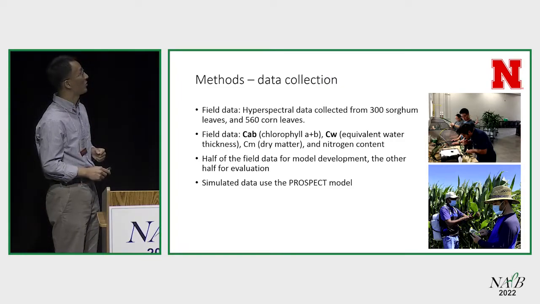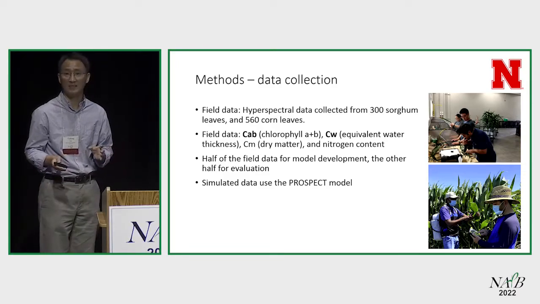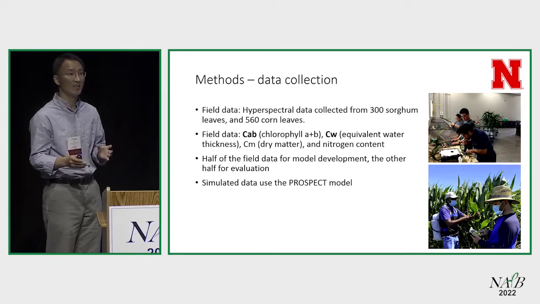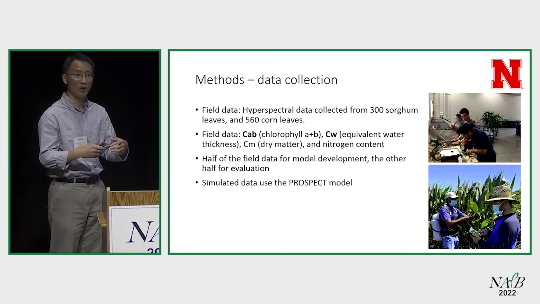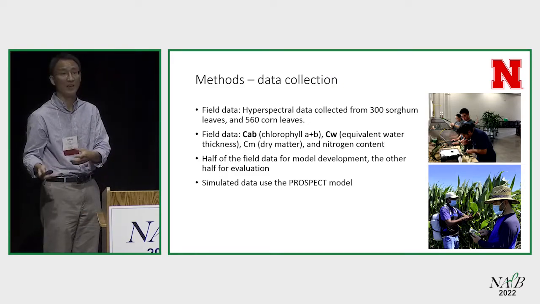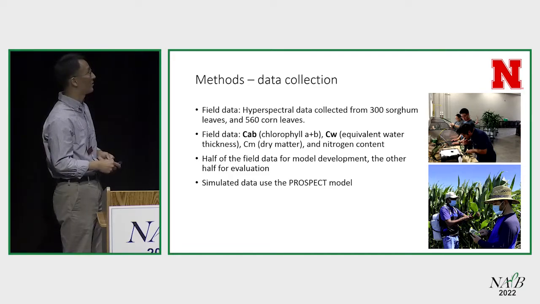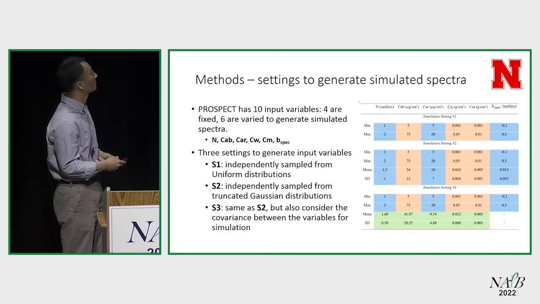Now I also want to point out that using corn and sorghum provides us the opportunity to test the cross-crop transfer of the model: if we develop a model from the sorghum, does it apply well to the corn, and vice versa. And then we simulate the data using the PROSPECT model.